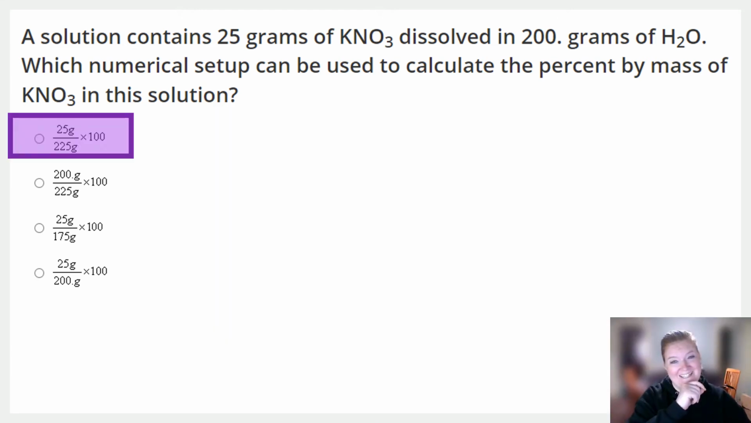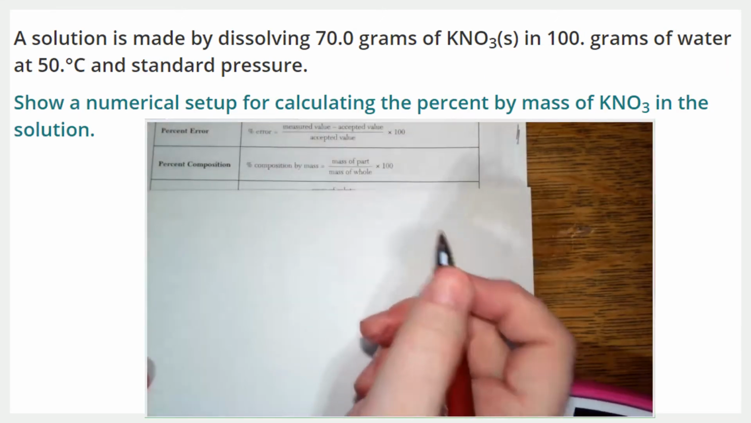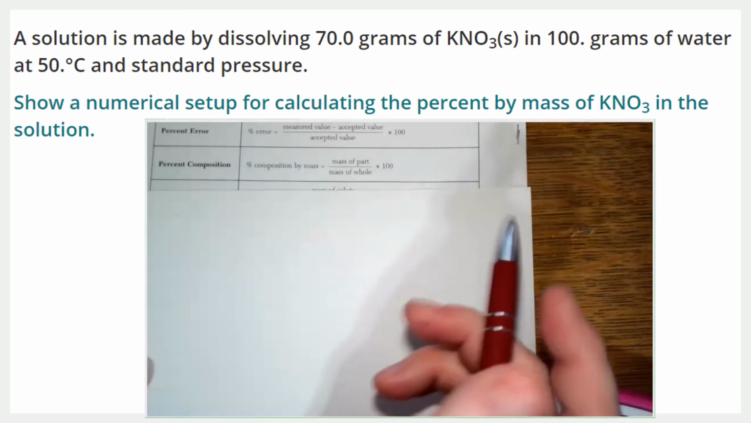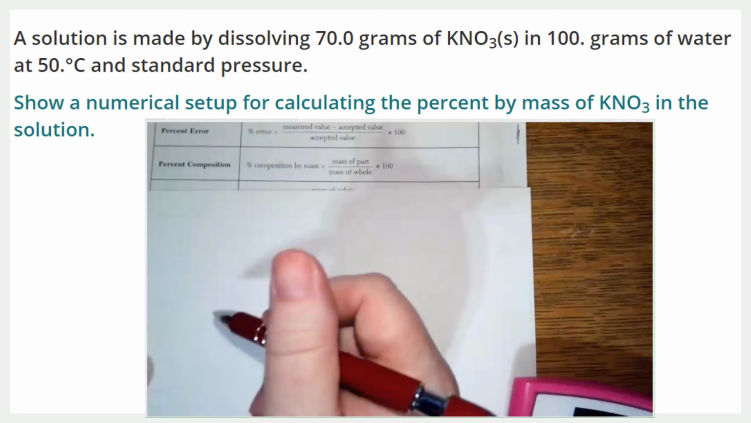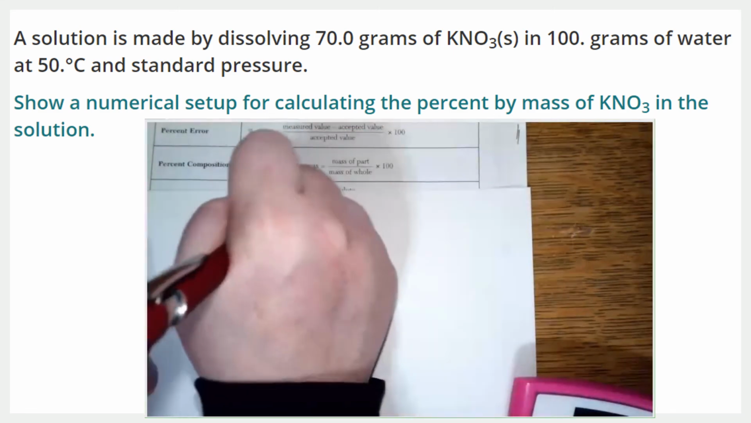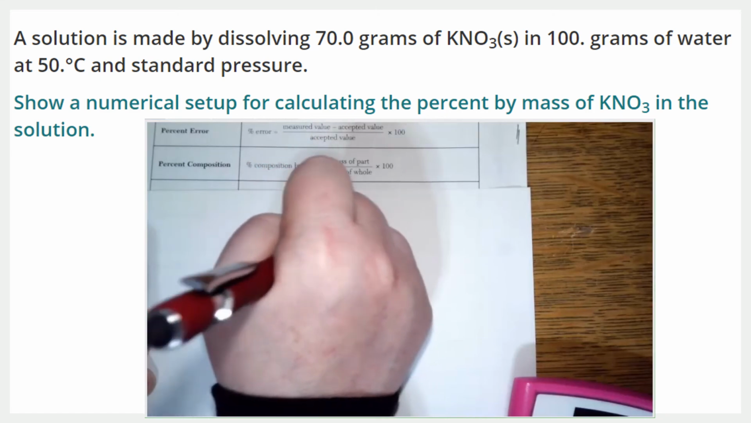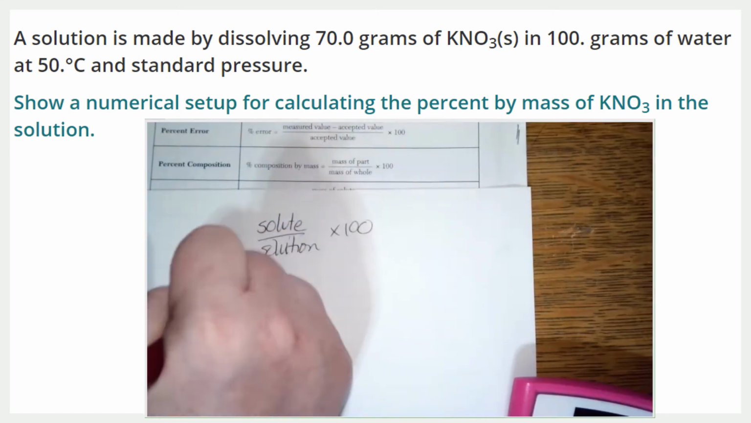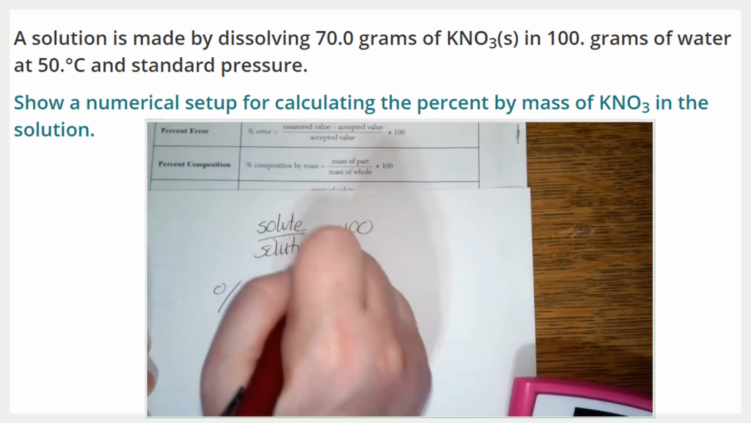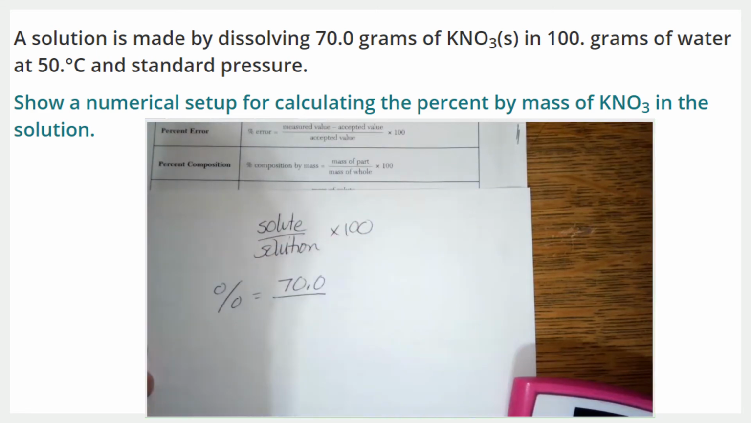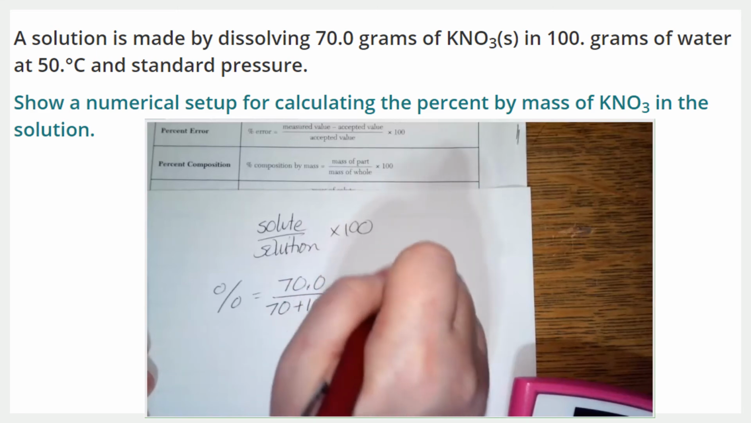Ta-da! There it is. Okay, this one again is just showing a numerical setup for percent mass. So we're going to use this formula, mass of part over mass of whole times 100. And remember, when we're talking solutions, that's solute over solution times 100. So that's the percent. So what's my solute? Well, KNO3 is being dissolved, so that's 70. What's my solution? 70 plus 100 and then multiplied by 100.